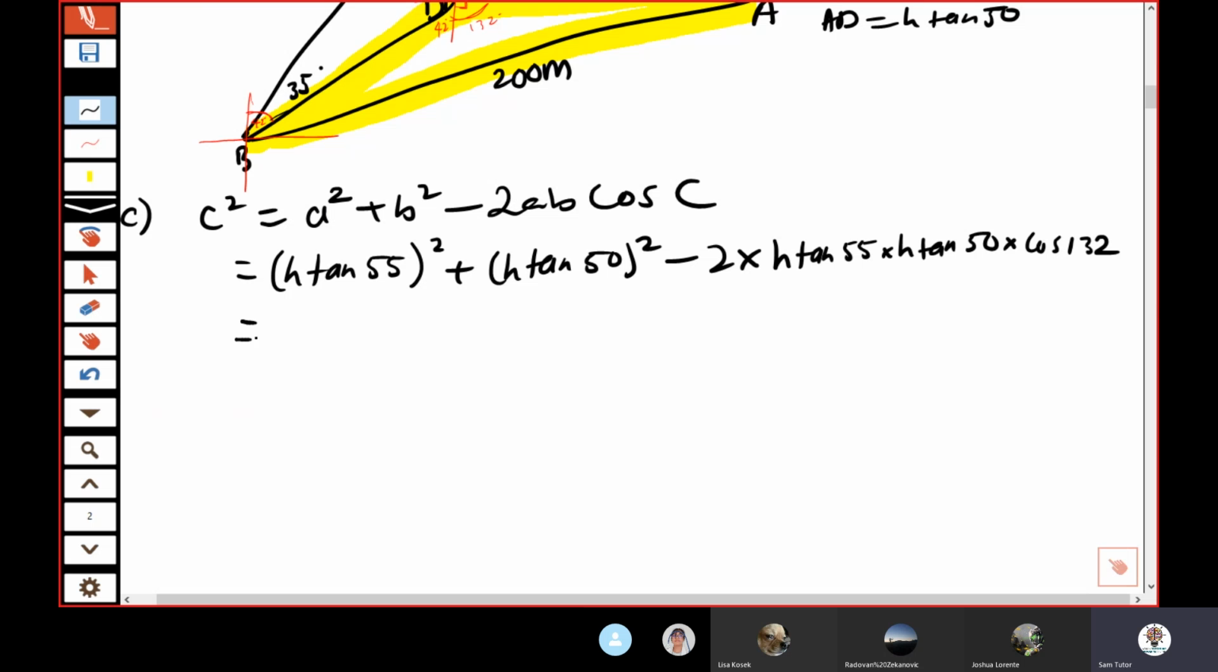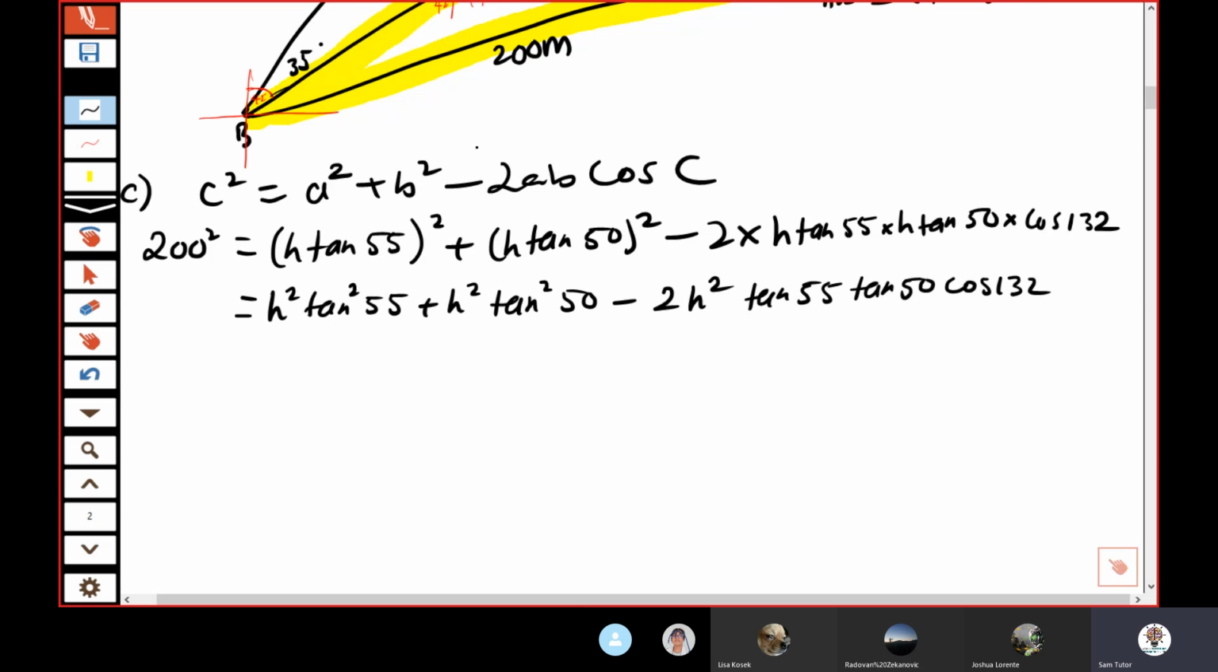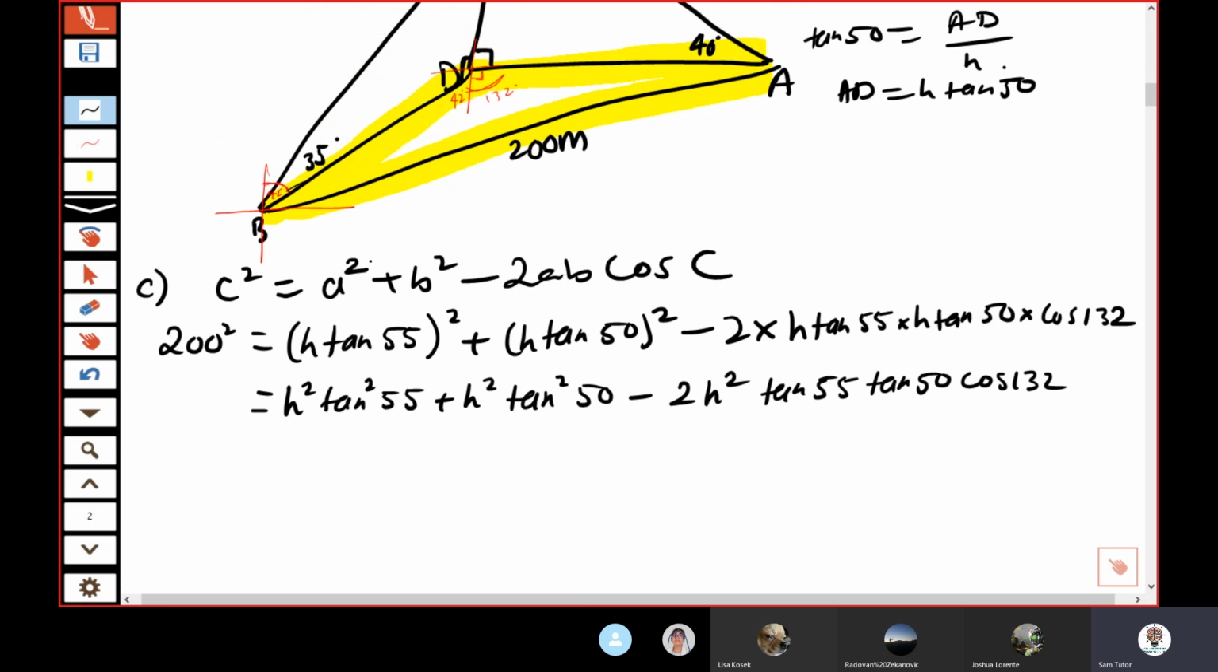Okay. Next line. This obviously just becomes, I mean, this is not plus or minus, they're all multiplied. So that just becomes h squared tan squared 55 plus h squared tan squared 50 minus 2. Now watch this. This is h times h, which is h squared, and then of course everything else you've got left, which is that whole thing, equals c squared. What does c squared equal, by the way? I forgot to write that. c is 200, so that's 200 squared.